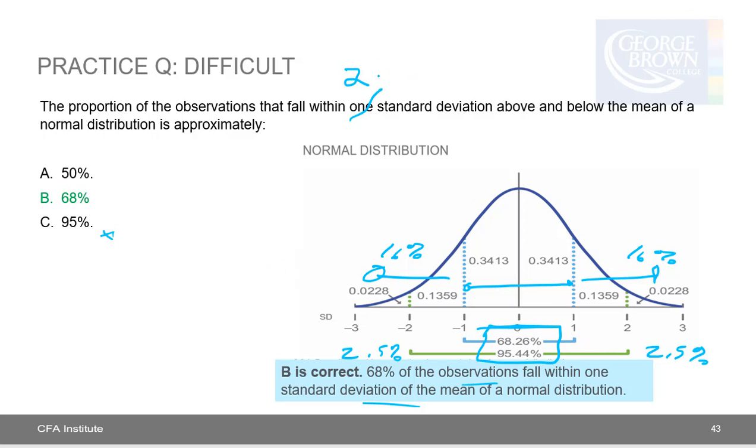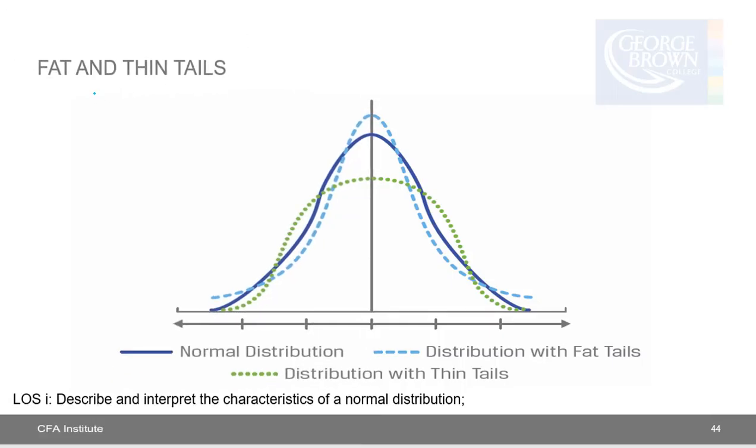Not too difficult. It's listed as a difficult question, but again, it's not too difficult if you do a little bit of memorizing and then anticipate how that question could be changed. So now we're going to look at fat and thin tails, which is in the text. Observations that are more than a specified number of standard deviations from the mean may be described as lying in the tails of the distribution.